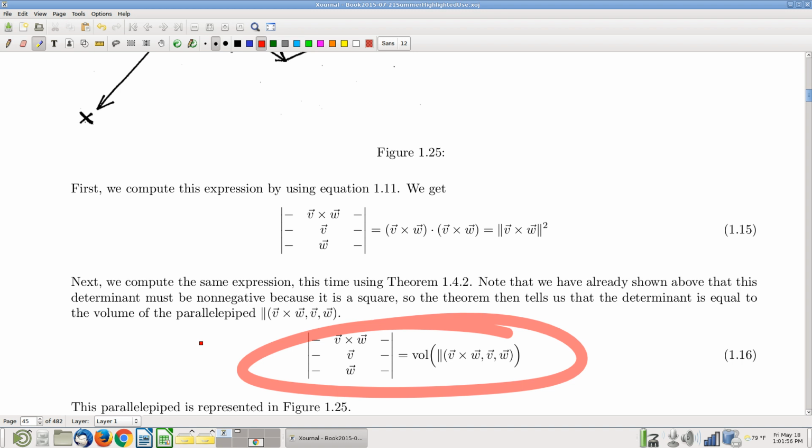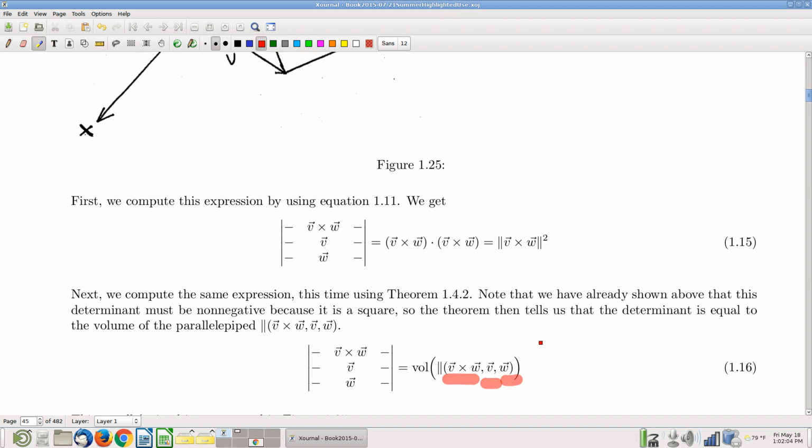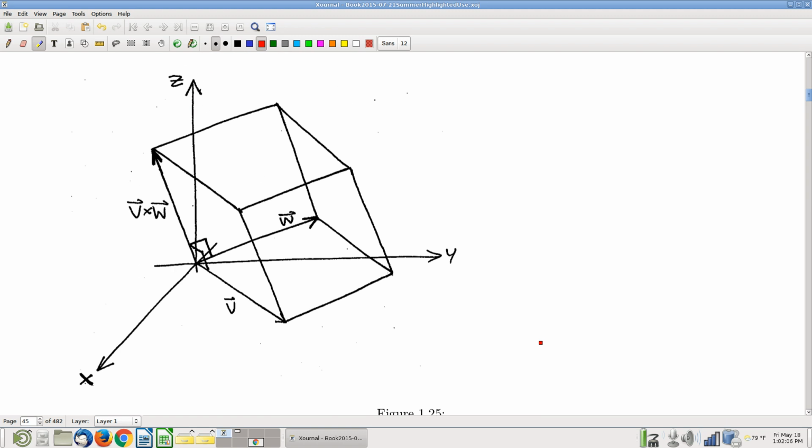Okay. Now what is the volume of this parallelepiped? Now again, we have three vectors: cross, V, and W. And here's what that parallelepiped looks like. Here's the V and the W. We know that the cross product is perpendicular to both of them.